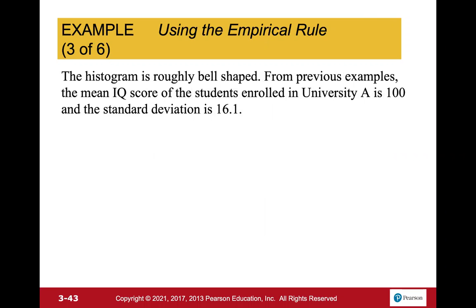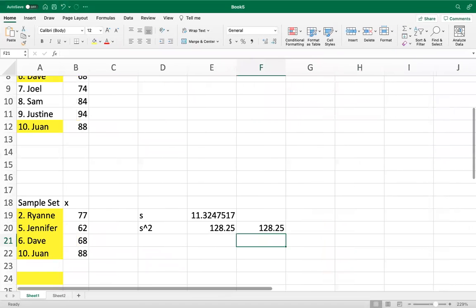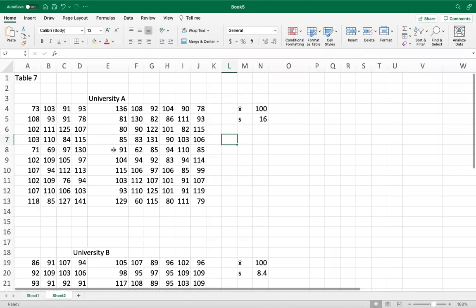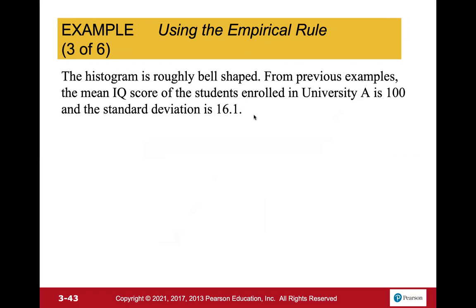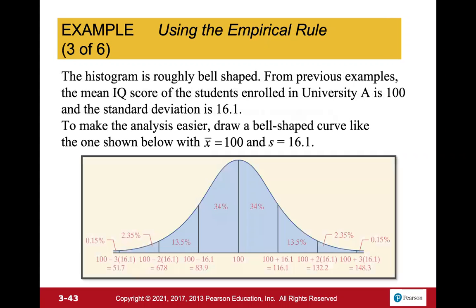The mean IQ score of students enrolled in University A is 100. The standard deviation is 16. Remember, we got that data right over here. So University A, standard deviation is 16, and the mean is roughly 100. To make the analysis easier, draw a bell-shaped curve like the one shown below.